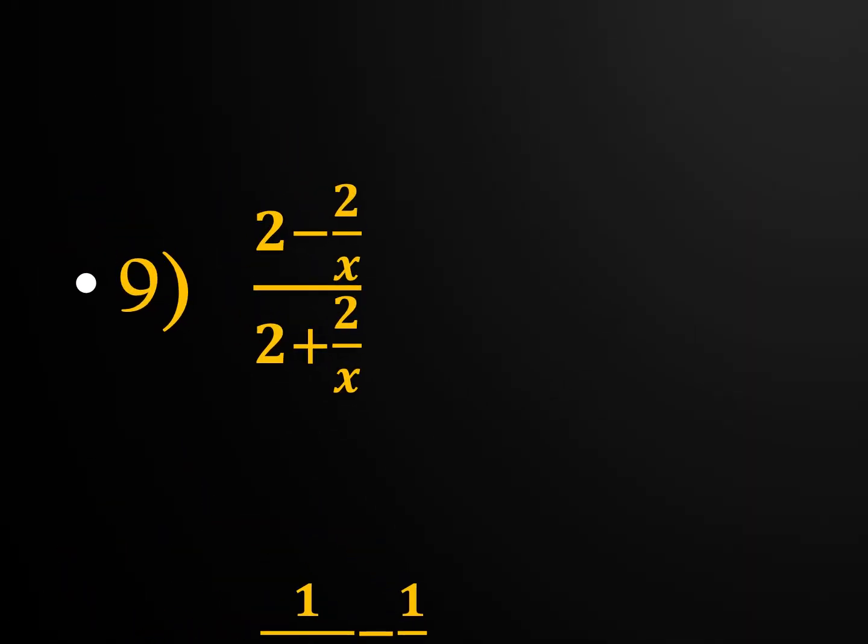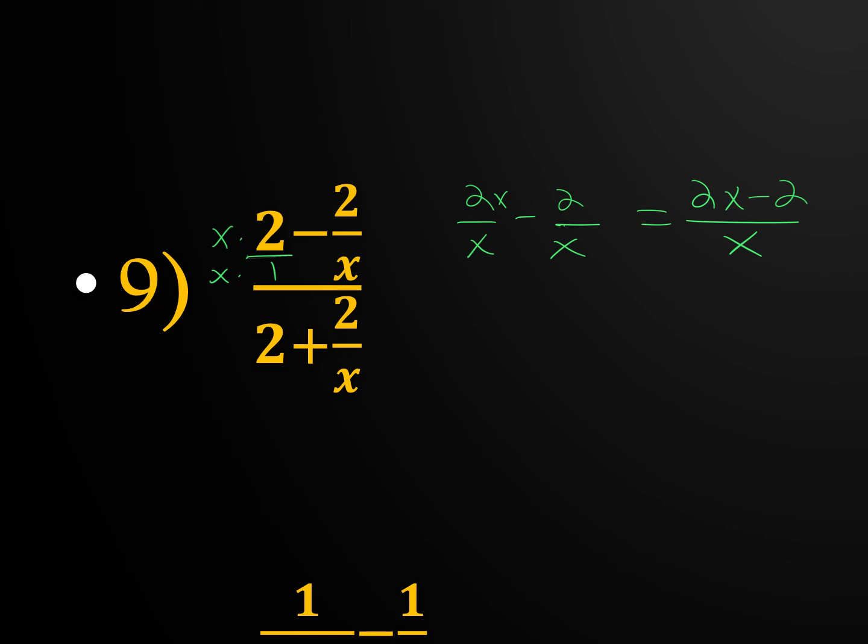So for number 9, again, we need to simplify the numerator, simplify the denominator, and then do keep, flip, change. So I can add a 1 under the 2, if it helps you to see. So then my common denominator is going to be x. So I have to times that by x. So then this turns into 2x minus 2 over x. So this turns into 2x minus 2 over x.